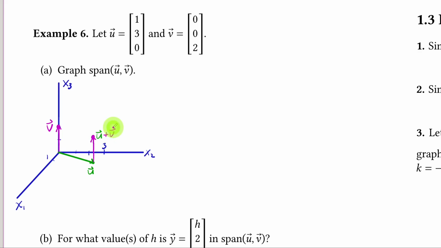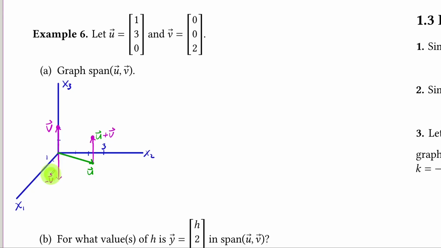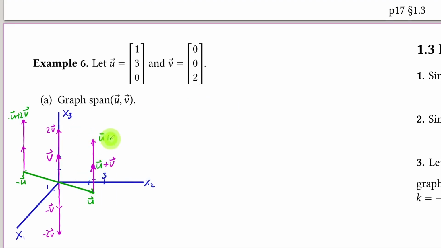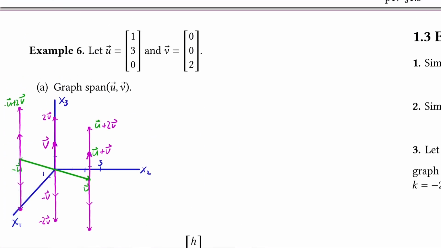It includes negative v. It includes negative 2v, positive 2v, negative u, negative u plus 2v, and so on. It also includes vectors like 2v plus 1.5u. So if you do 2v plus half of u, you'll get something like this.